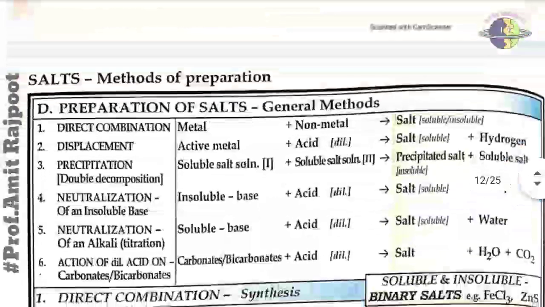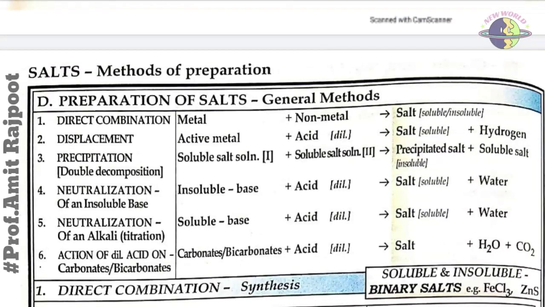Now next is methods of preparation of salt. Preparation of salt is done by 6 methods. You can see them over there. One is direct combination, where a metal directly combines with a non-metal and forms a salt. And displacement, where an active metal with acid forms salt and hydrogen.